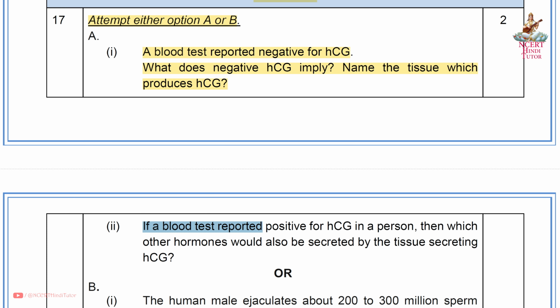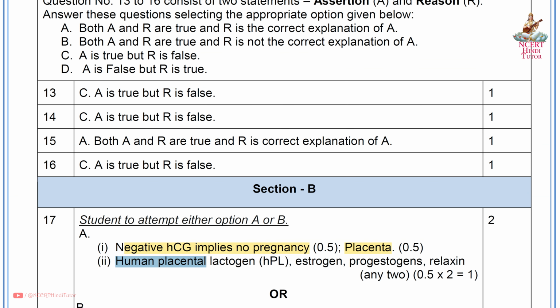Second, if a blood test reported positive for HCG in a person, then which other hormones would also be secreted by the tissue secreting HCG? Answer. Human placental lactogen HPL, estrogen, progestogens, relaxin. You can write any two.